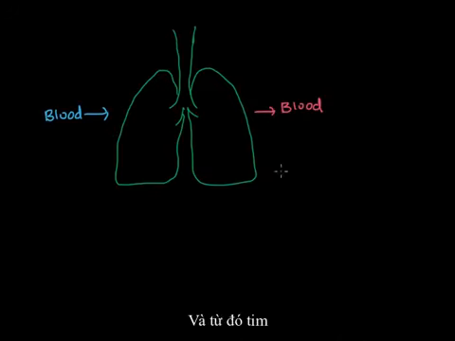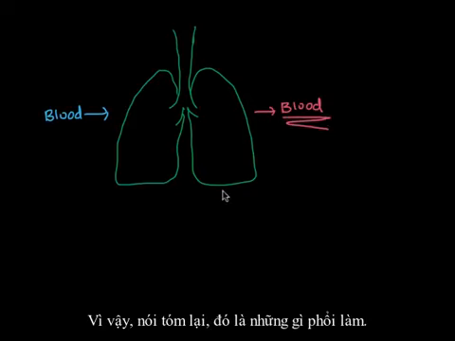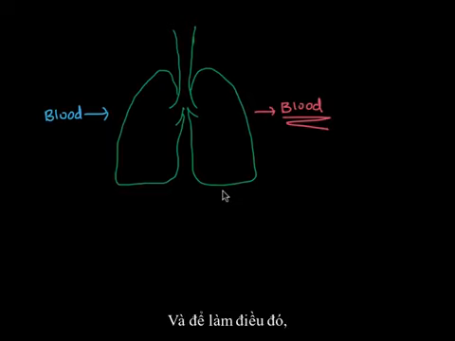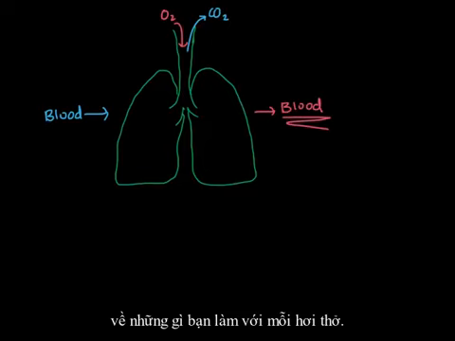And from there, the heart pumps this blood to the rest of the body. So in a nutshell, that's what the lungs do. And to do that, they grab oxygen from the atmosphere and take the carbon dioxide from the blood and blow it out. CO2, carbon dioxide. And this exchange really is the full picture of what you do with every breath.